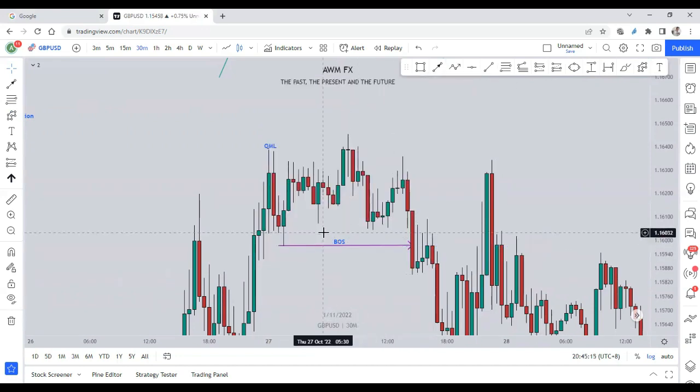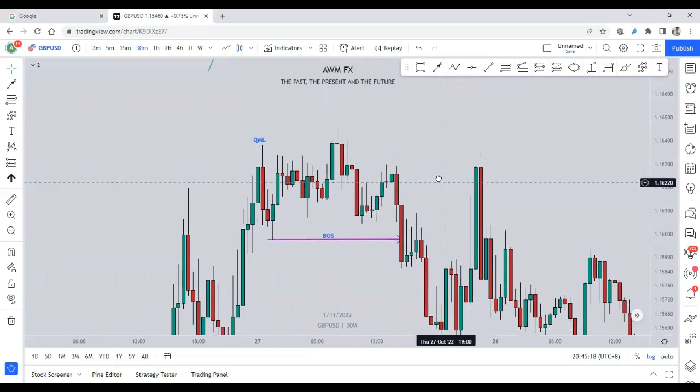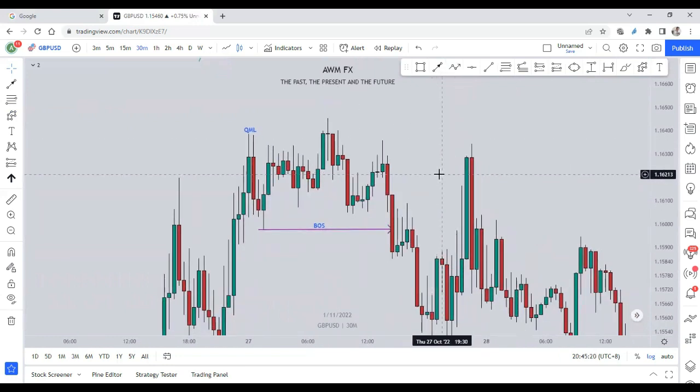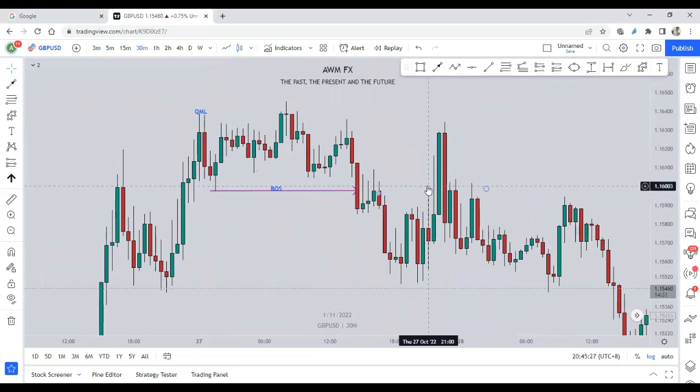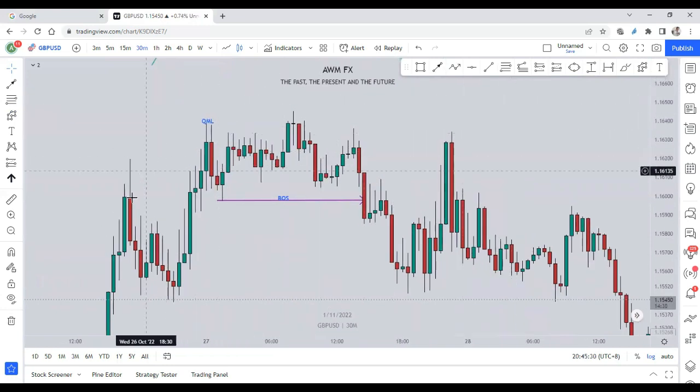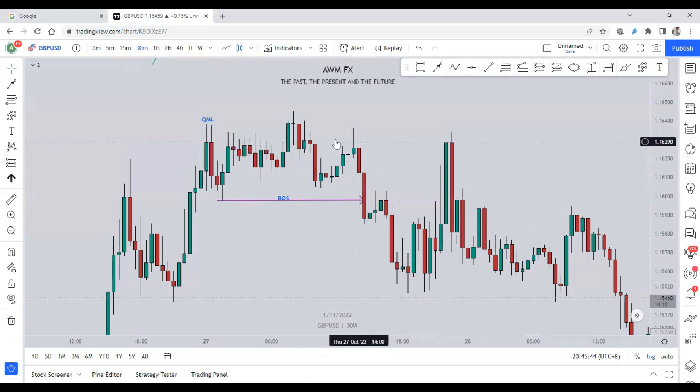All right, so now after that, we need to observe what kind of movement this is. Actually, this QML can be considered as a quick retest instead of a late retest, because the movement from the left shoulder to the head and from the head to the right shoulder is not more than 2 times. So it still can be considered as a quick retest.